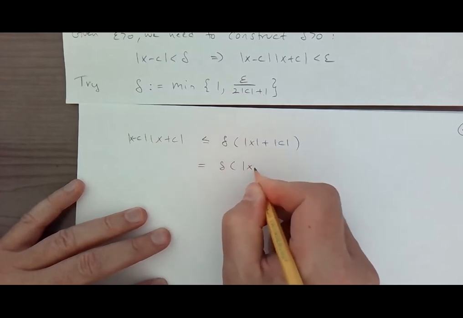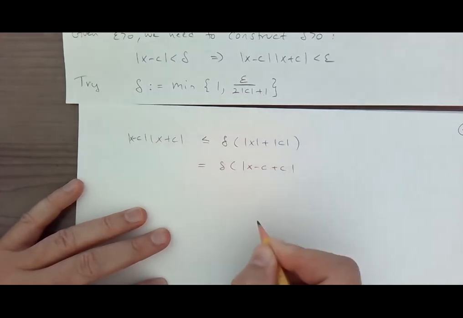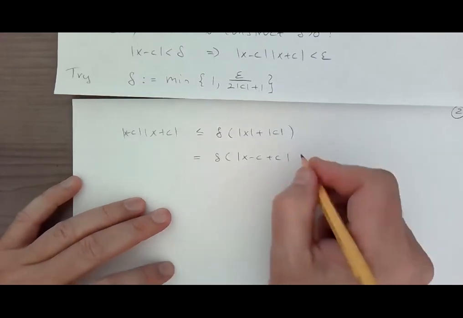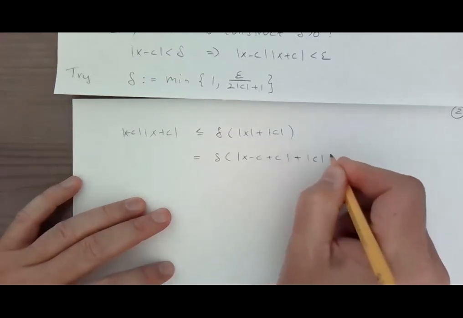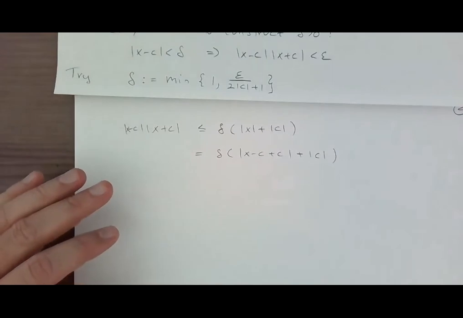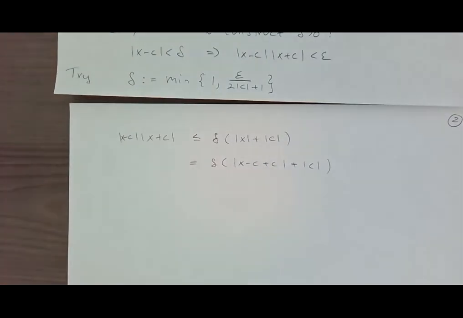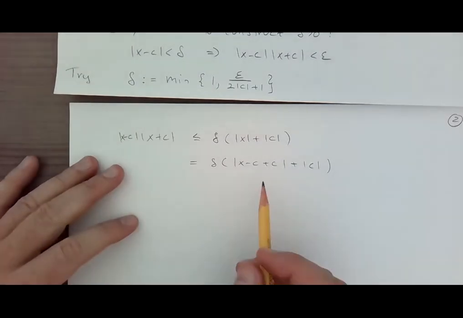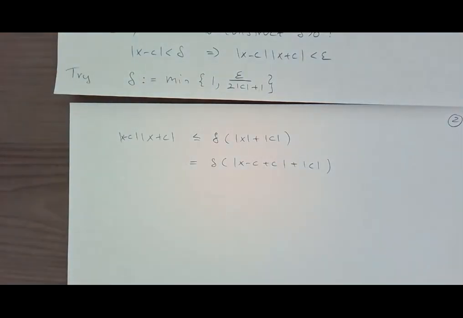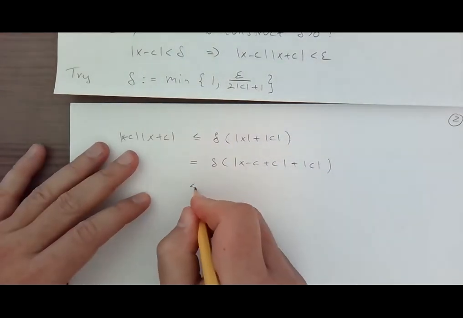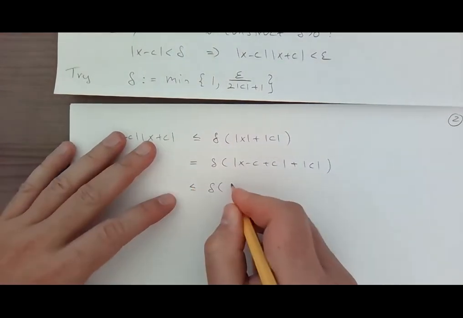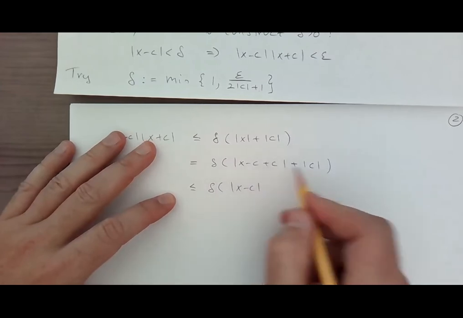And then in the next step, I do nothing else. This is a step that we have done a lot of times before. Add and subtract the same thing inside. It won't change anything. And then what? Well, now I can use the triangle inequality again. Here I can put a delta. I can put x minus c, and then I get 2c.